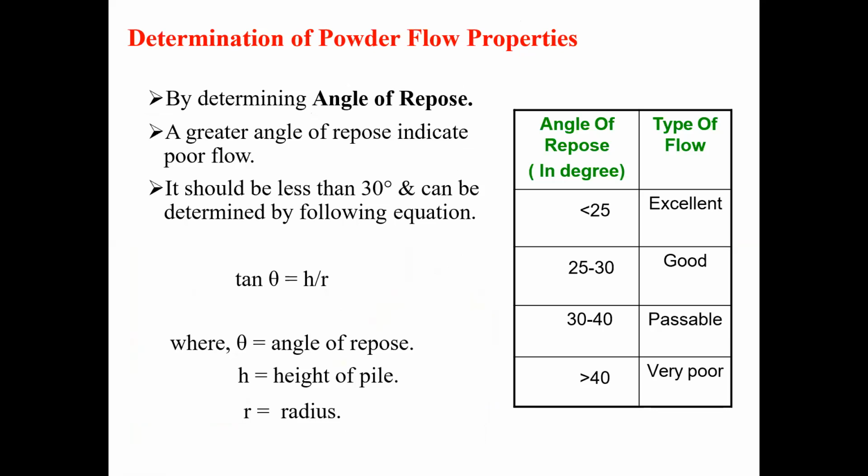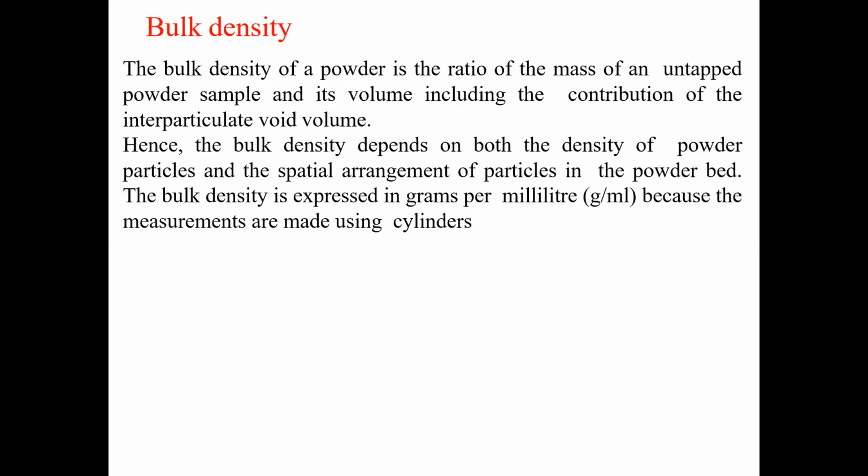So by determining the angle, a greater angle of repose indicates poor flow. It should be less than 30 degrees and can be determined by the following equation: theta is equal to h by r, where theta is the angle of repose, h is the height of the pile, and r is the radius.